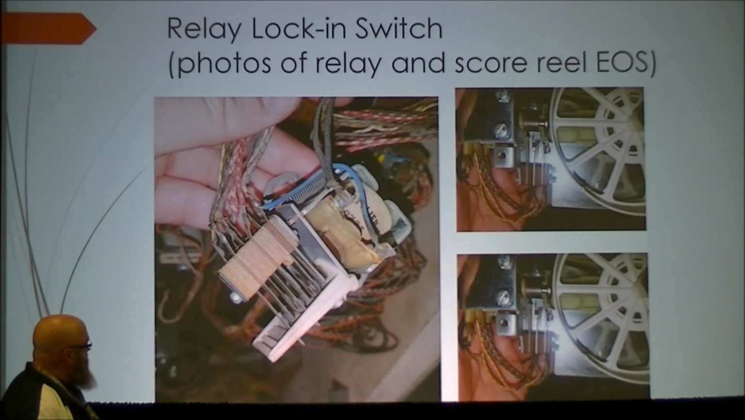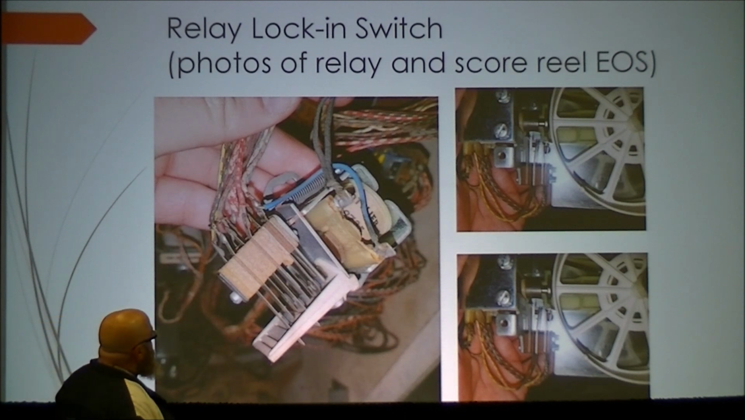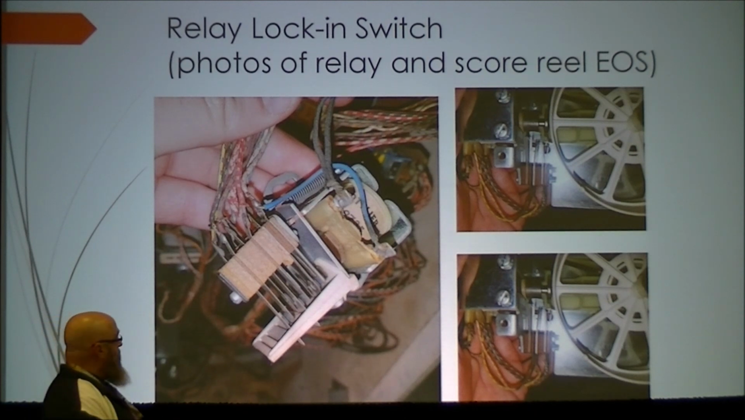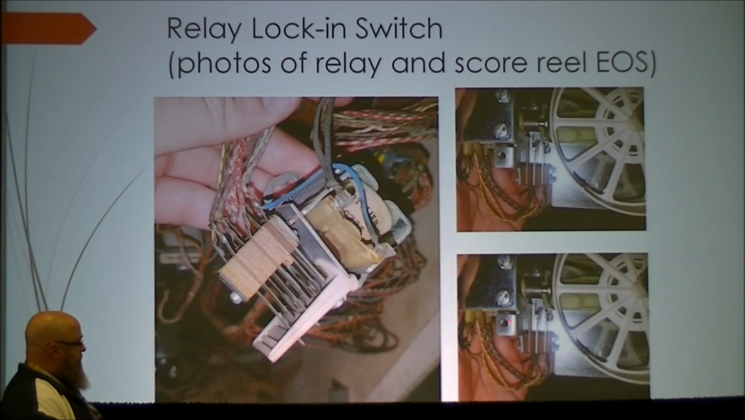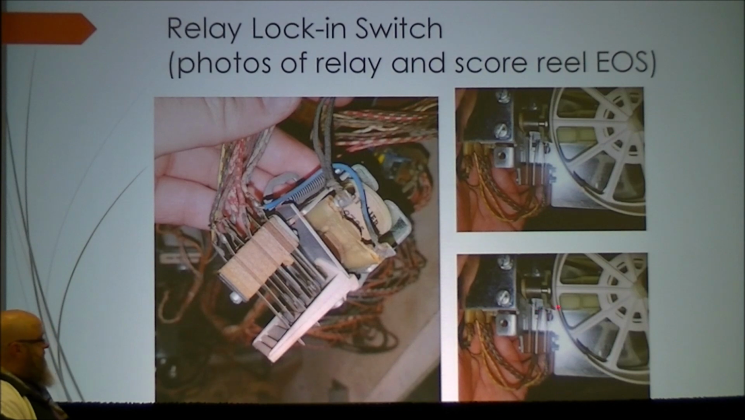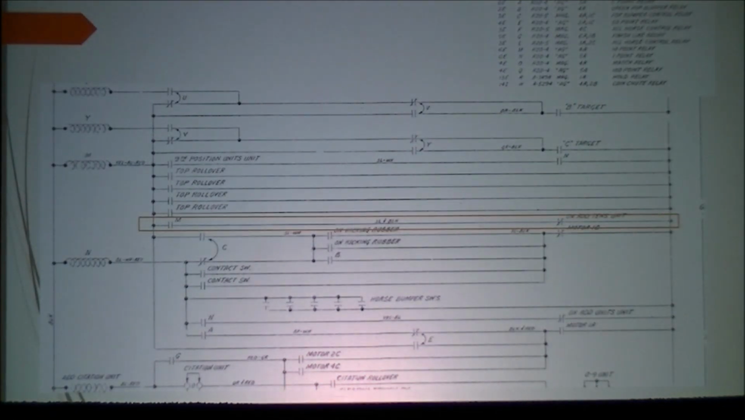Oh man, I put the same picture in twice. Well, the second picture is supposed to show it pulled in, and it would open that switch. So this switch is the other part of this part of the schematic. So M turns on, stays on until you're done advancing the coil.